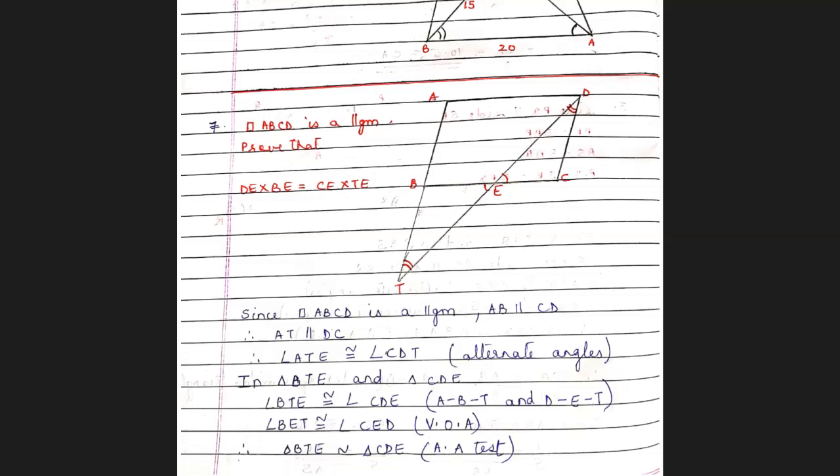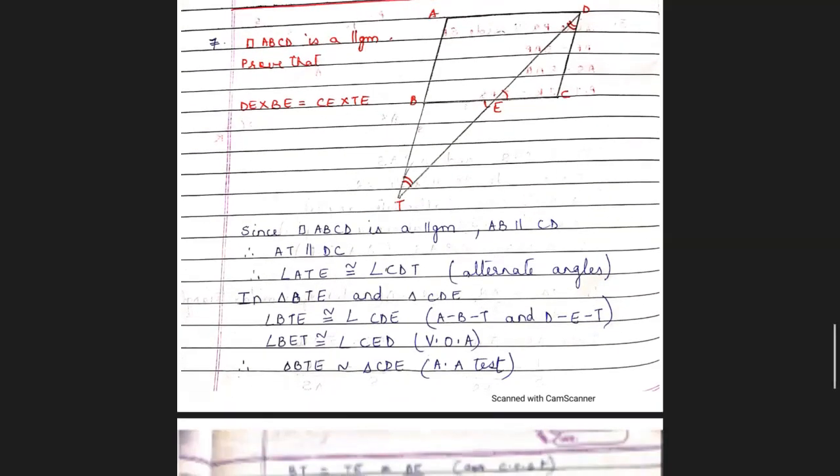Now, take these two triangles. Which triangle? BTE and CDE. In these two triangles, you have angle BTE congruent to angle CDE. Now, how can I say that? See, A, B and T are collinear points. Therefore, A-B-T. D, E, T are collinear points, D-E-T. And therefore, I can write angle BTE congruent to angle CDE. Okay. They are alternate angles. Now, which is the next pair of angles which are congruent? Vertically opposite angles, angle BET and angle CED. Therefore, the two triangles are similar by AA test.